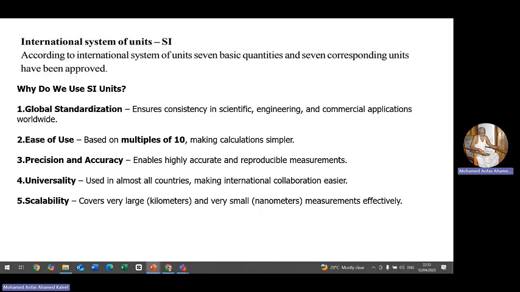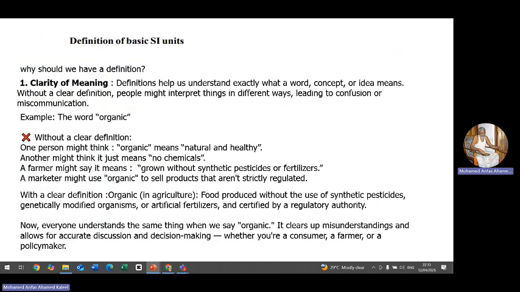God bless you all. In the last video, we saw why we use SI units. At that point, we stopped that video. Today we will continue with the definition of basic SI units.